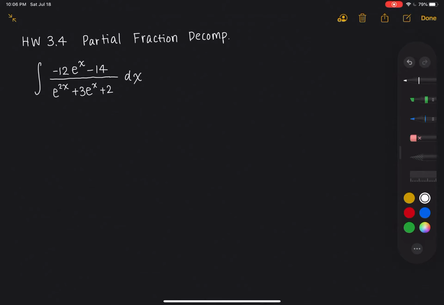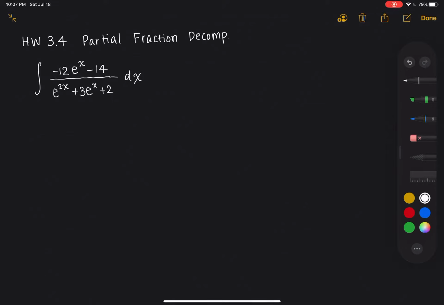Section 3.4, Partial Fraction Decomposition. We have this integral, negative 12e to the x power minus 14 divided by e to the 2x plus 3e to the x plus 2 dx. We want to find the antiderivative.